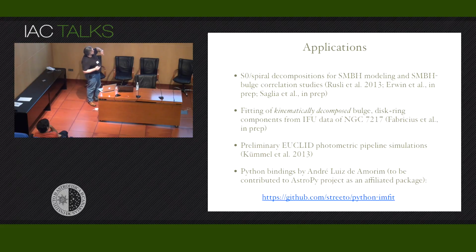So, some things that this is already being used for. Our group at MPIE has been using this for the decomposition of images as part of measuring supermassive black holes. We're doing this for both S0 and spiral galaxies. It's been used to fit components of a galaxy that have been initially decomposed using stellar kinematics. It's also been adapted for some preliminary testing of the Euclid photometric pipeline. And in fact, André Luiz de Amorim in Brazil has written some preliminary Python bindings so that you can run this from within Python directly.